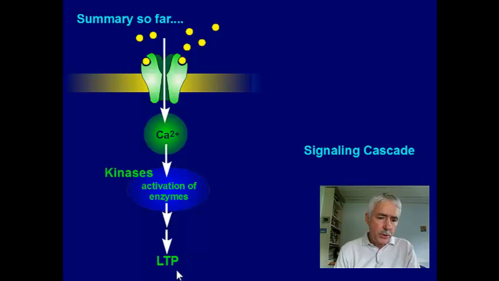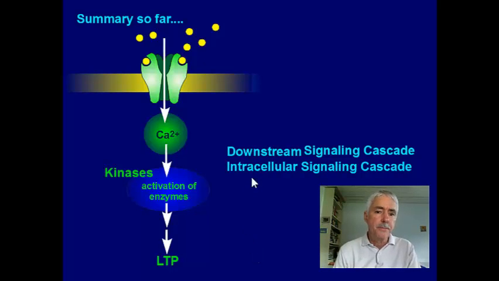Now this is called a signal cascade. I'm not going to go into any details here on all the various steps, but this is just the general idea. Because it's downstream from the so-called NMDA receptor, it's often referred to as a downstream signaling cascade. And others refer to it as an intracellular signaling cascade.